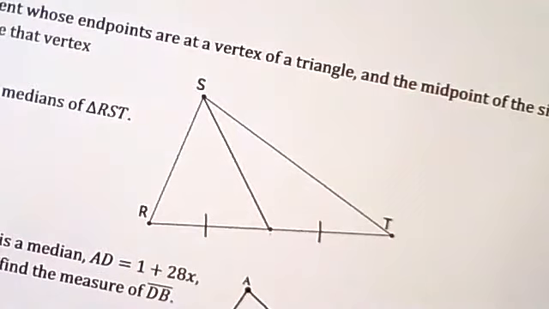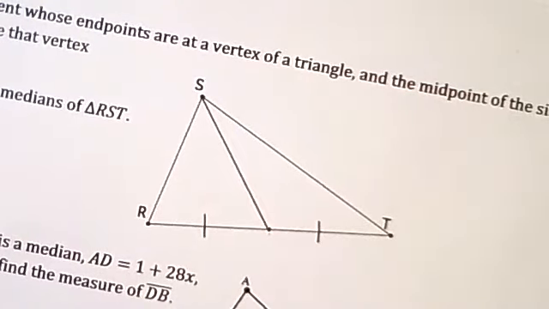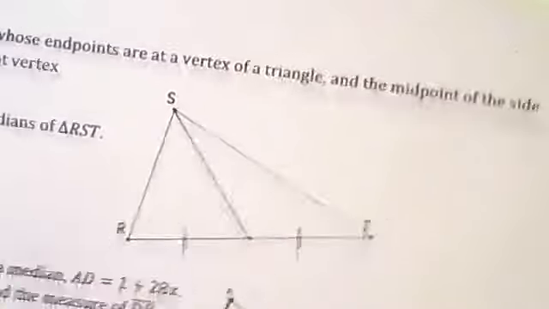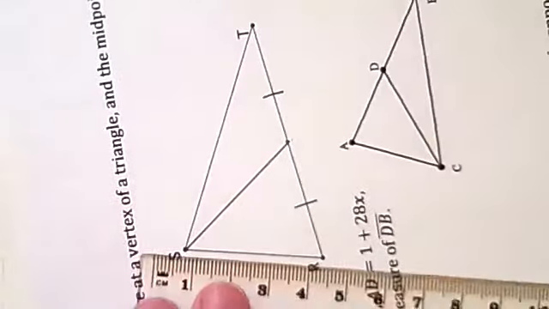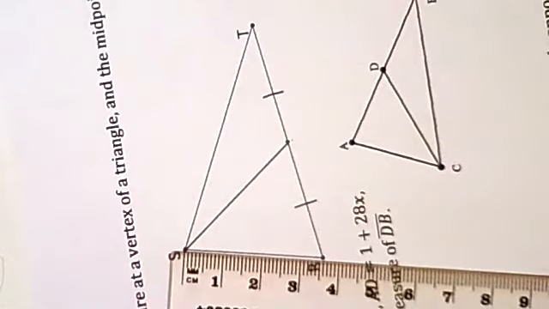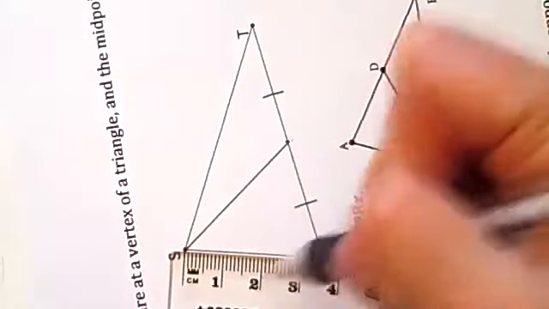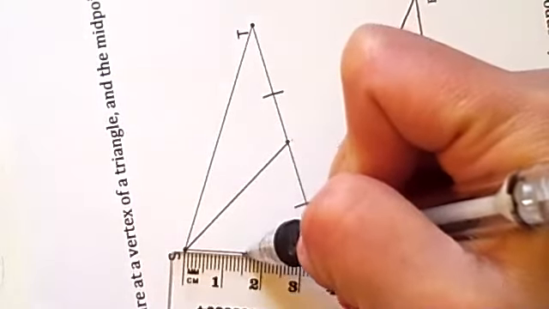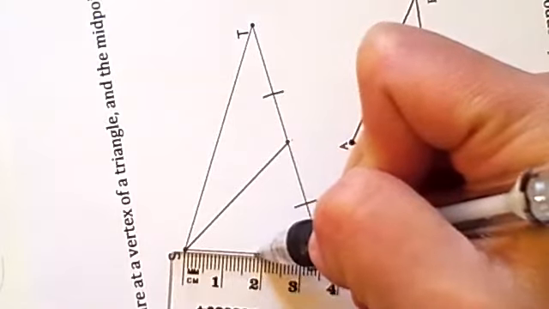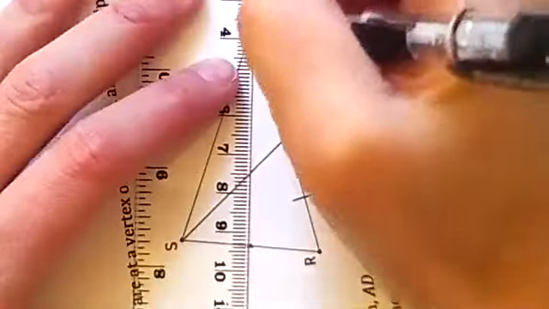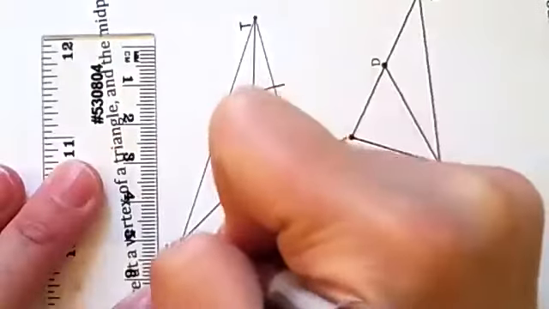Anytime you're not really constructing, but drawing in medians or whatever, make sure you're always labeling as you go, like labeling what's congruent. Okay, now we're going to do our S. So let's see, RS. It's like 3.6. So half of 3 is 1.5, and then half of 6 is 3. So it's going to be like 1.8. Right here. We'll connect that to T. So then this is equal to this.